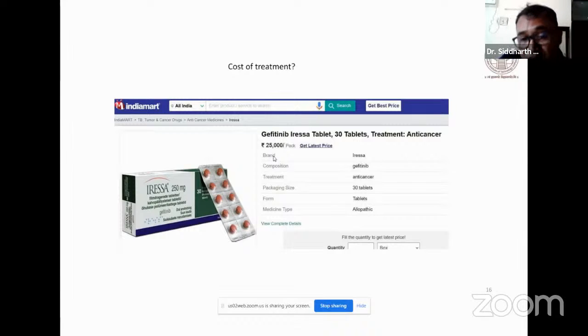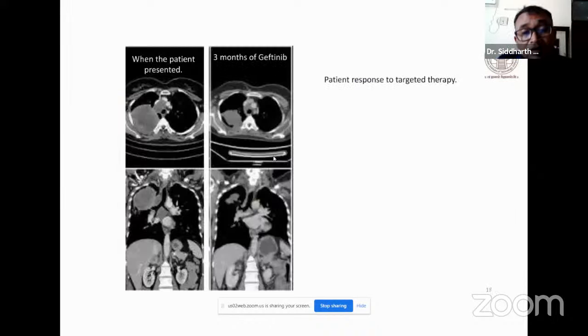So the one problem with targeted therapies is that they are not very cheap, right? But this is one of the cheaper ones, and this is the proof of the pudding. For the same patient, this was the CT image of this big tumor, and after just 3 months of gefitinib, which is Iressa, the tumor really regresses, and this is another angle, and again it regresses.